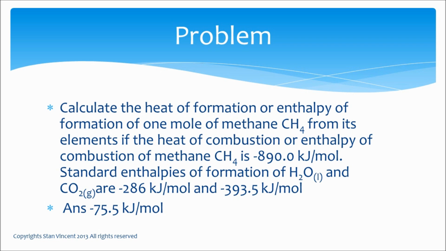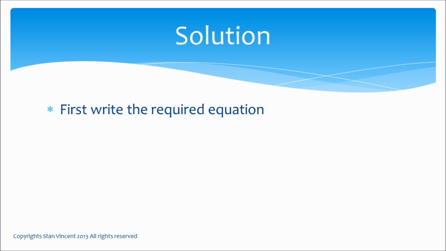Once you solve it, the answer to the problem is going to be around minus 75.5 kilojoules per mole, and we will see how we can attain this. Every time you're trying to solve a problem relating to enthalpy changes, where we are trying to find the enthalpy change for a certain reaction, the first thing to do is write what we call a required equation or a target equation, which means the enthalpy change represented for that equation is what we need in the problem.